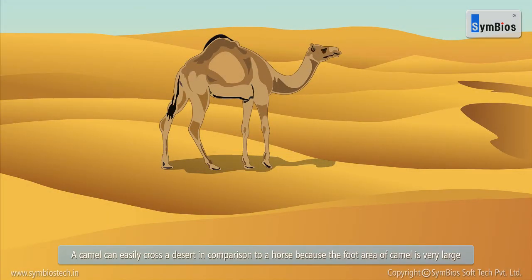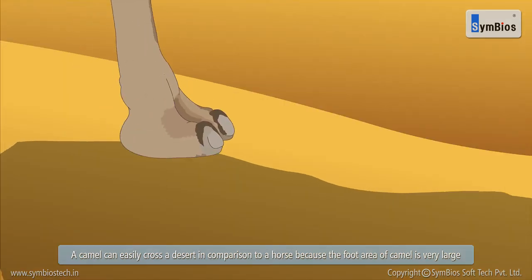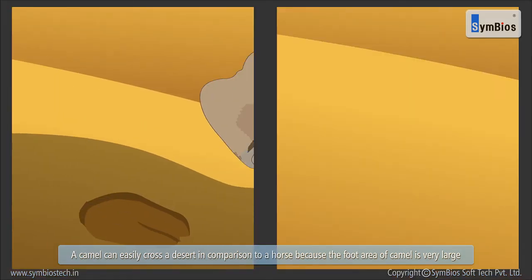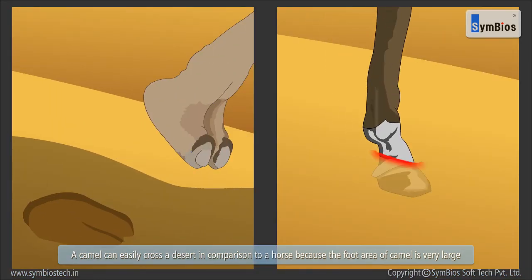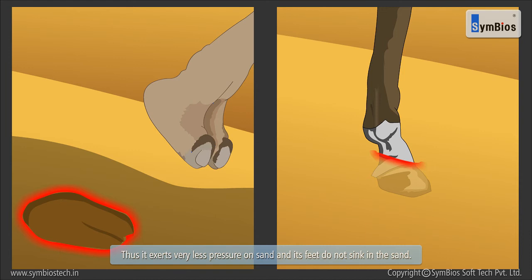A camel can easily cross a desert in comparison to a horse because the foot area of a camel is very large. Thus, it exerts very less pressure on sand and its feet do not sink in the sand.